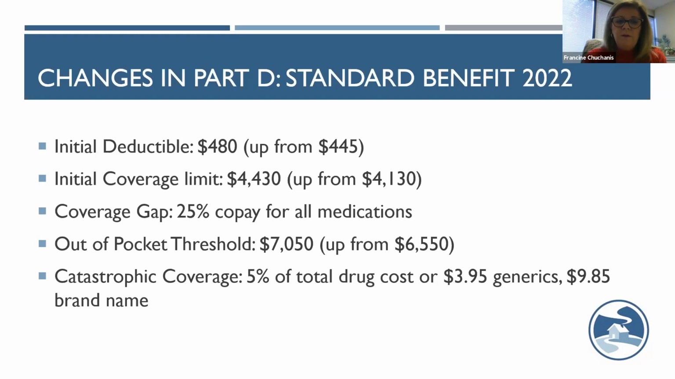Then once your out-of-pocket costs reach $7,050, so this would be people who have very high medication expenses, catastrophic coverage kicks in. And at that point, an individual would only pay 5% of the total cost of the drugs, or $3.95 for generics and $9.85 for brand name drugs.